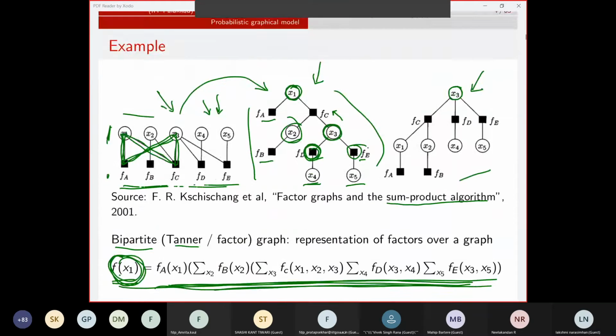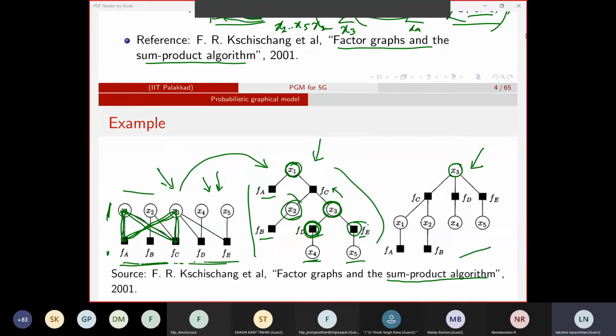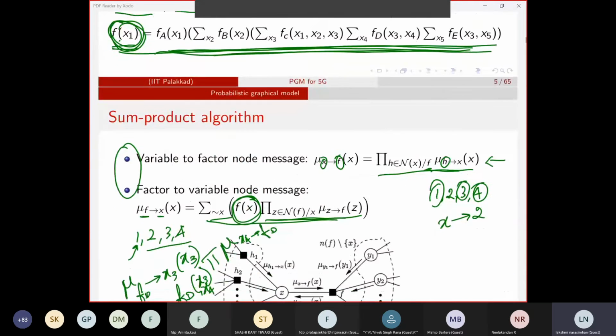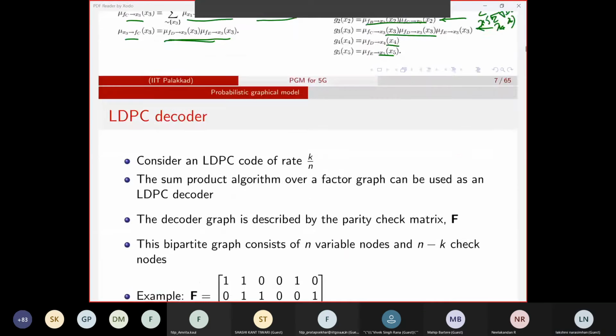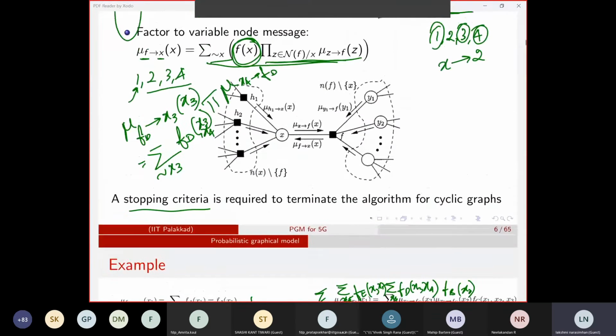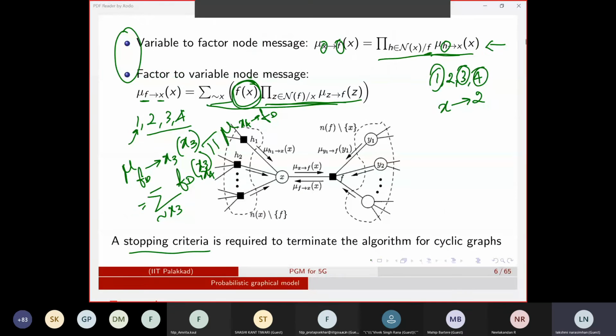So in this case, if FA is connected to X3, it will be like this. Then you will not be able to know what the leaf node is. It will just keep looping here. That means we need to know when to stop passing the messages. So when there is a cycle, we have to fix some criteria, and that will depend from problem to problem. We'll see some examples. A particular stopping criteria could be used to say, okay, this is when we'll stop passing messages.